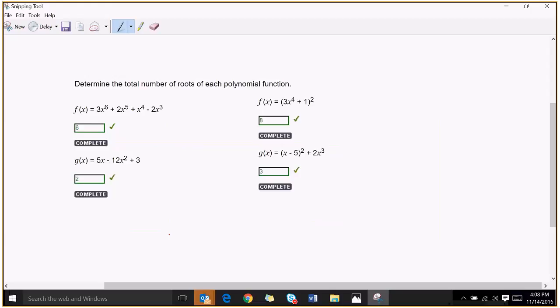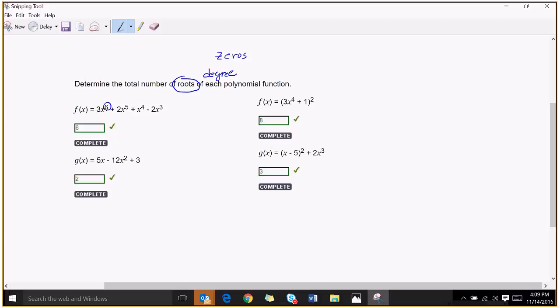Okay, so this says to determine the total number of roots. Now, the key here is, number one, just understanding what they mean by the word roots. The roots are sometimes referred to as the zeros of the function. Oh, okay. So you determine the number of roots by taking the degree. So you want to know what the degree is. And the degree is always the largest exponent. So in this particular example, 6 is the number of roots it has, because 6 is the largest value.